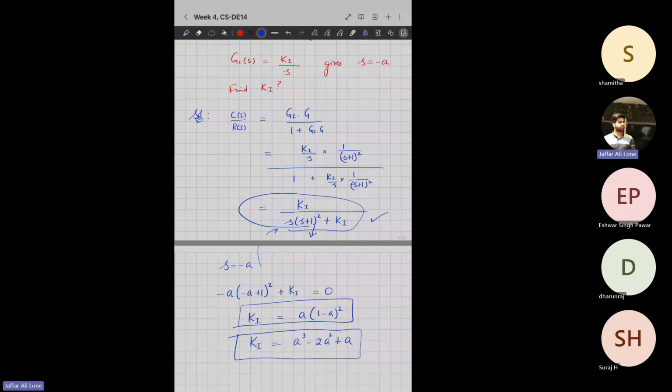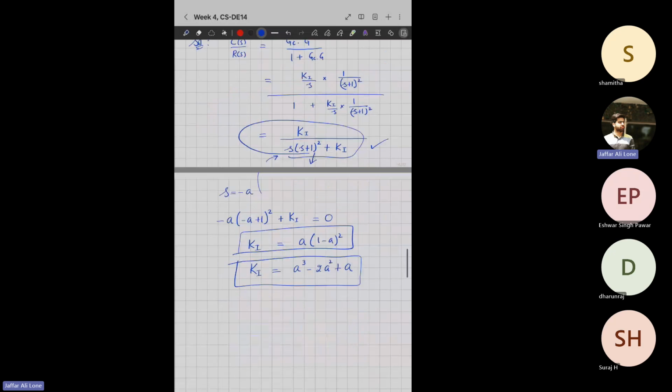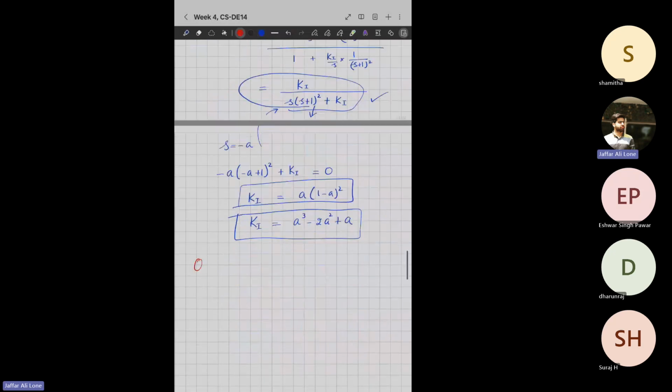Now there is one last question, or maybe we'll do one more question after that. Now we got the value of Ki as this. The question is, determine the value of A that maximizes the integral gain.